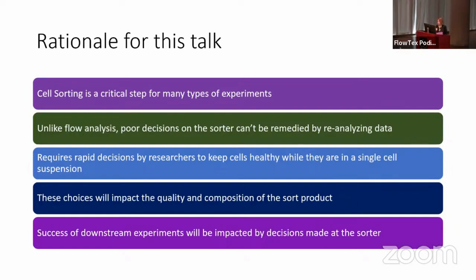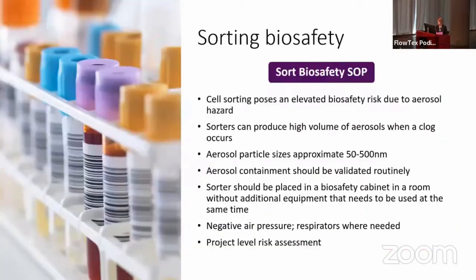Unlike flow analysis, if you get good flow data recorded, you can do a lot of messing with that data and reanalyzing that data and really working it until you have excellent results. If you make bad decisions on the sorter, you can't fix that because you've already put your cells through the sorter. So those rapid decisions need to be made by the researchers while the cells are healthy and while they're in a single cell suspension. These things are a little bit in tension, where the cells are usually not at their happiest in a cell suspension. So your choices here will impact the quality of the sort product and the success of your downstream experiments.